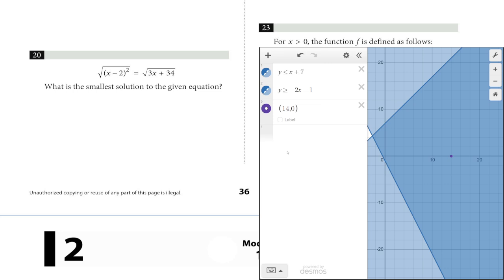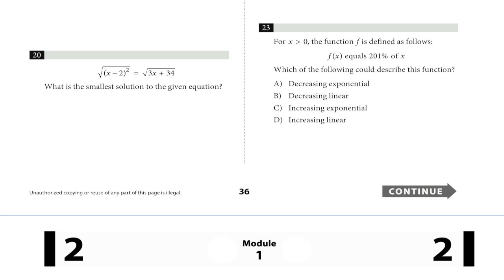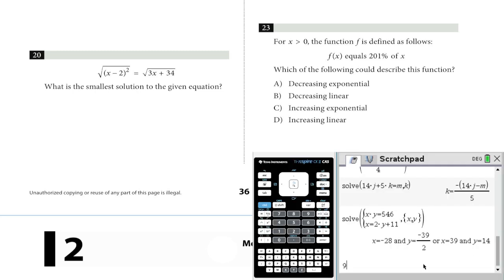All right, number 20. What is the smallest solution to the given equation? So again, they are asking us for a solution. If we're ever trying to find a solution, it usually means we're trying to solve for x. If I'm ever trying to solve for x, we can usually use our calculator. So let's pull up our calculator.